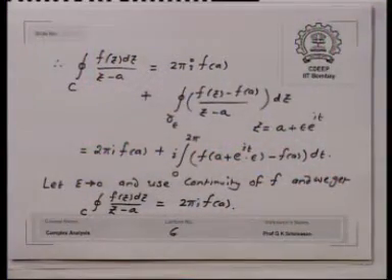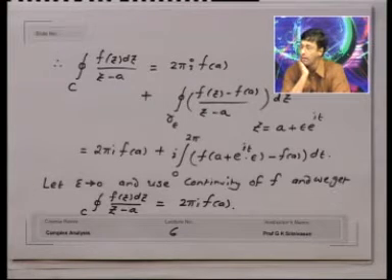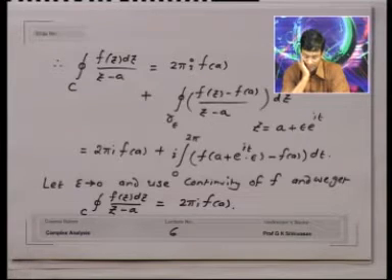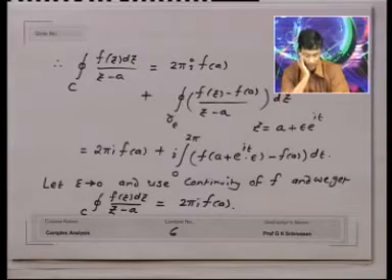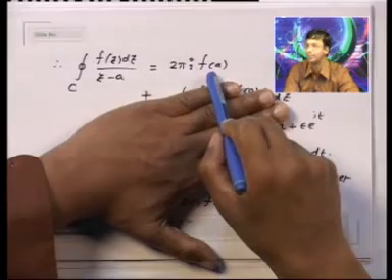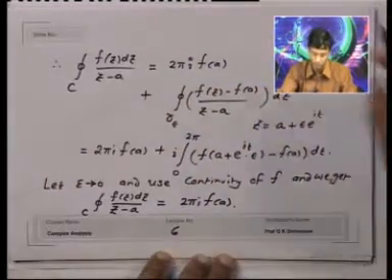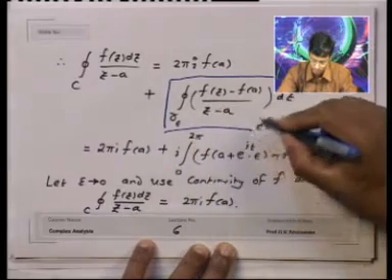So we have now the integral of f(z) dz upon z minus a over C equal to 2 pi i times f of a plus the integral over gamma epsilon of f(z) minus f of a upon z minus a dz. So far we have come. Now what are we supposed to show? We are supposed to show that this equals this. In other words, we are supposed to show that this business out here is 0, correct.